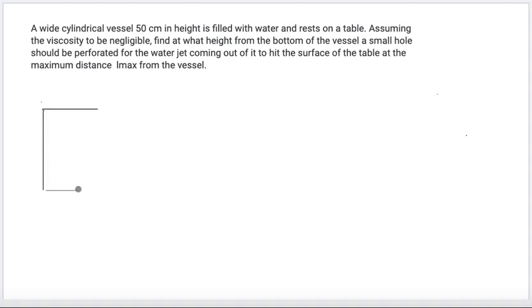So this is the vessel, right? Assuming the viscosity is negligible, find at what height from the bottom of the vessel a small hole should be perforated for the water jet coming out of it to hit the surface of the table at the maximum distance L max from the vessel. So let's say here is the hole and the stream of water comes out and travels a distance of L.